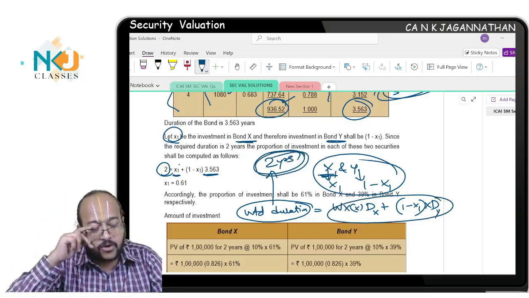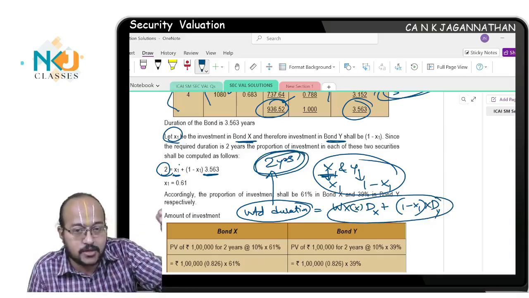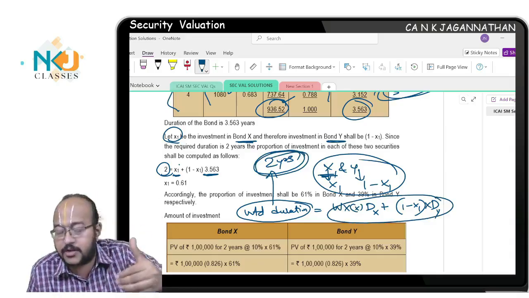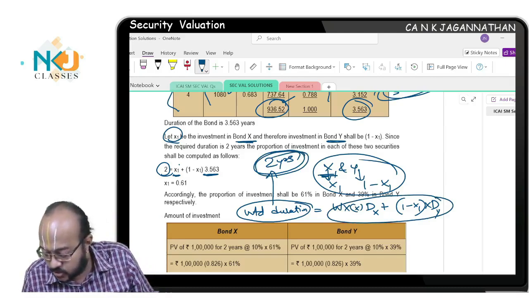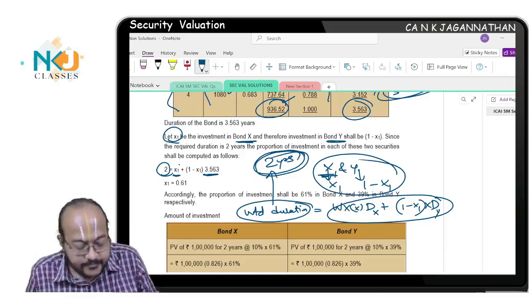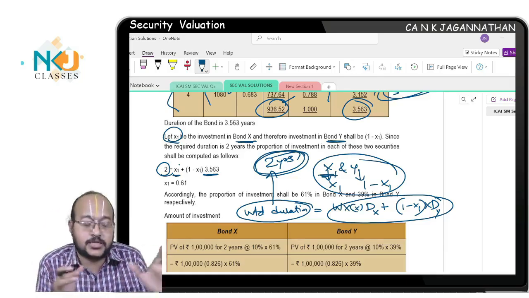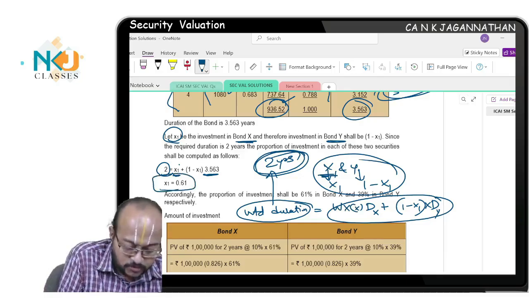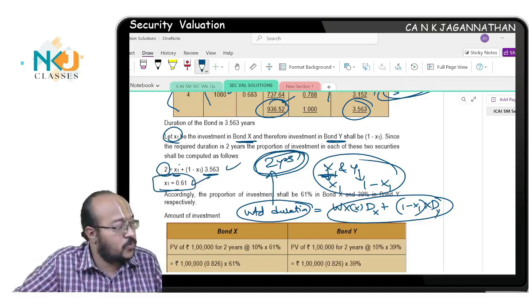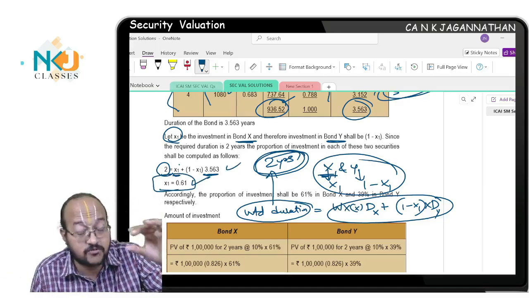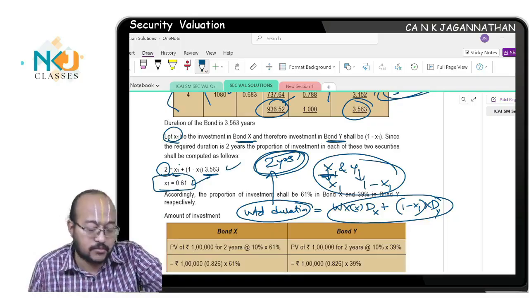Because individually, there is no security with a duration that matches your investment horizon. So you find the weighted duration of these two securities so that your investment horizon matches. If you solve this equation, you will get the proportion of X as 0.61, that is 61%, and the proportion of Y as 39%.